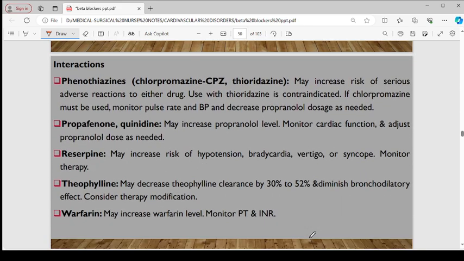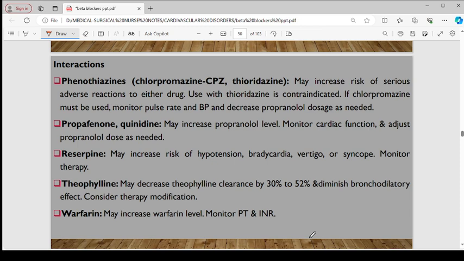We also have the phenothiazines like the chlorpromazine, that is CPZ. Okay, it may increase the risk of serious adverse reaction to either drug. With thioridazine, we find that the use of the thioridazine is contraindicated. If chlorpromazine must be used, then you have to monitor the pulse rate and the BP. You have to decrease propranolol dosages as needed.